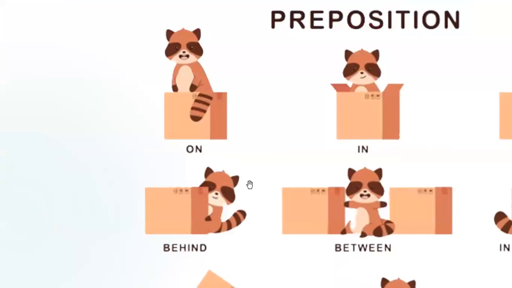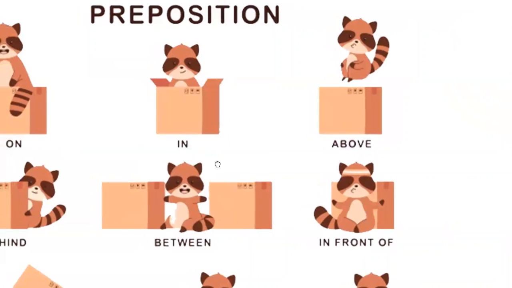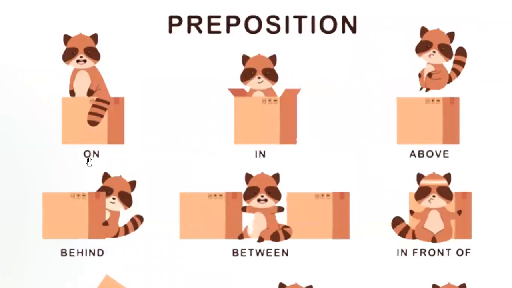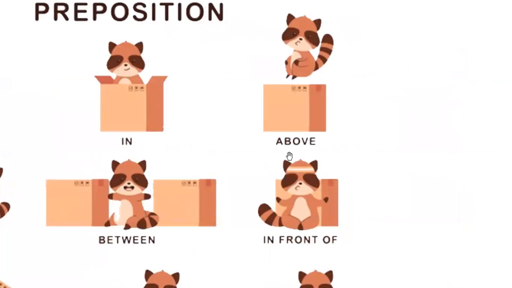Okay, first preposition is? On. Okay, next one. In. In. What is on? What is the meaning of on? Dentro. On. Sobre. Sobre. Okay, sobre. Yes. In? Dentro. Correct. Yes. Next. Repeat it.